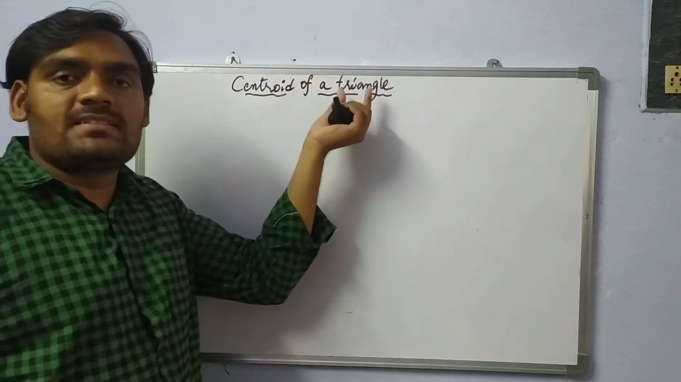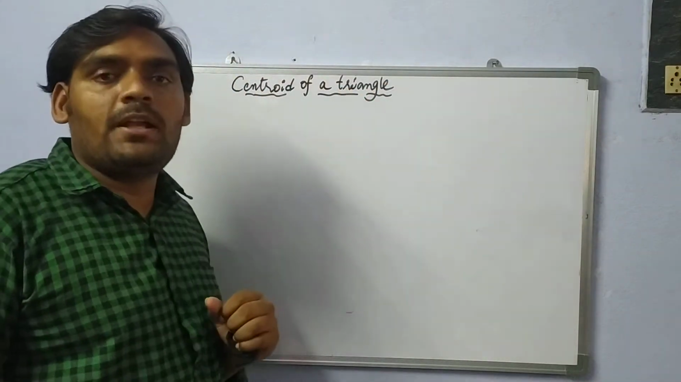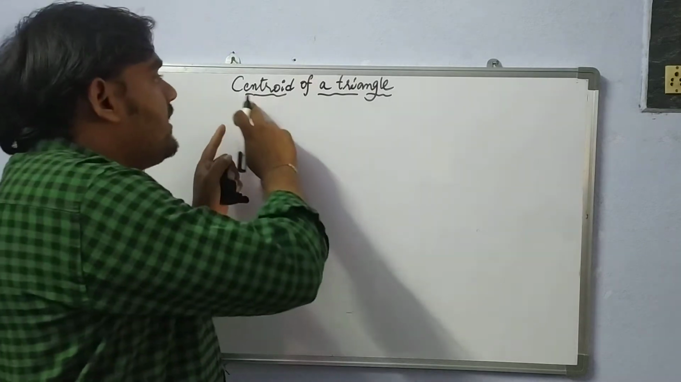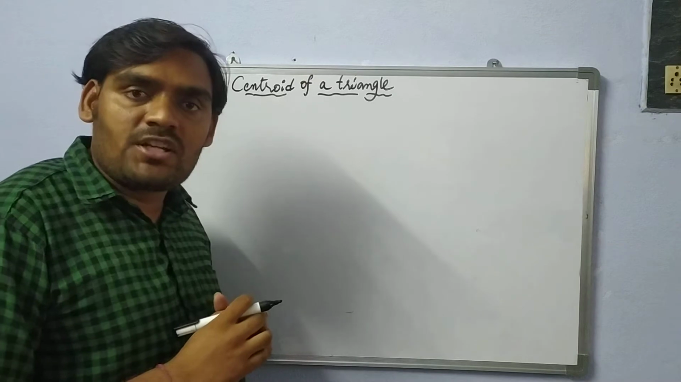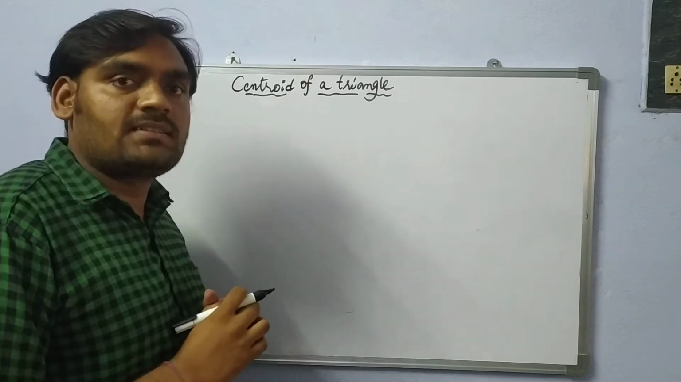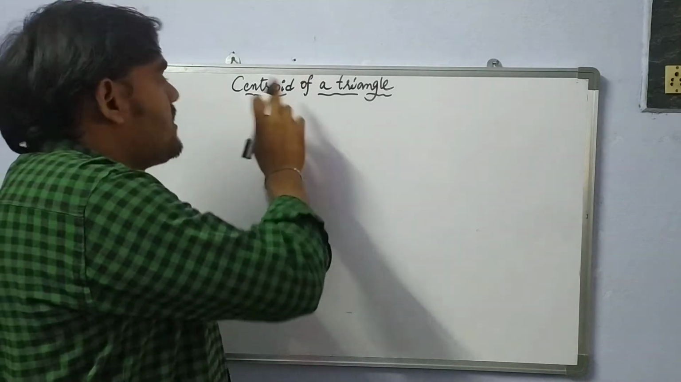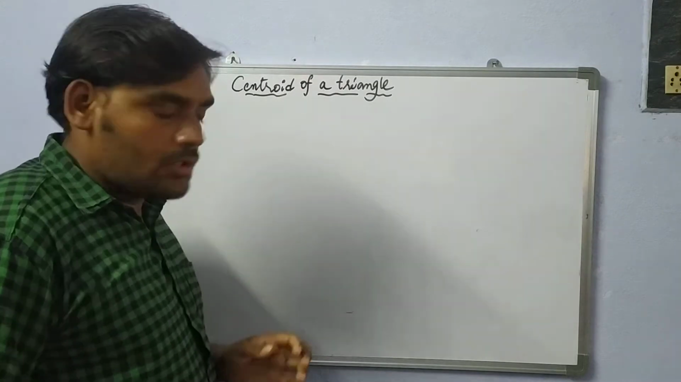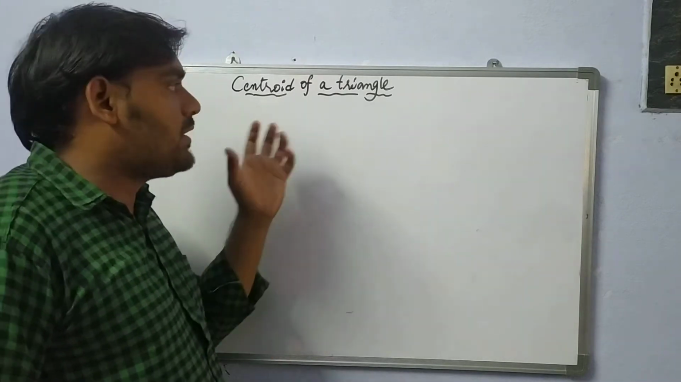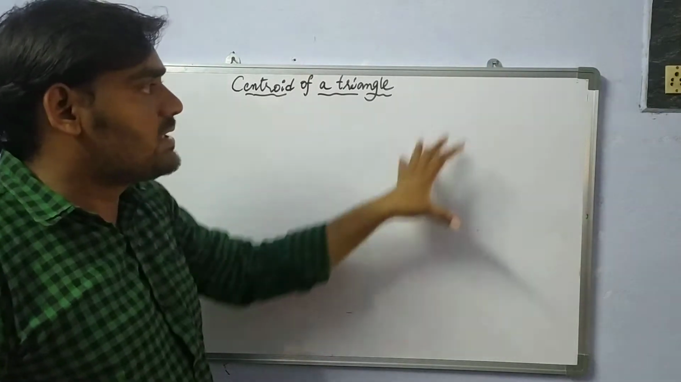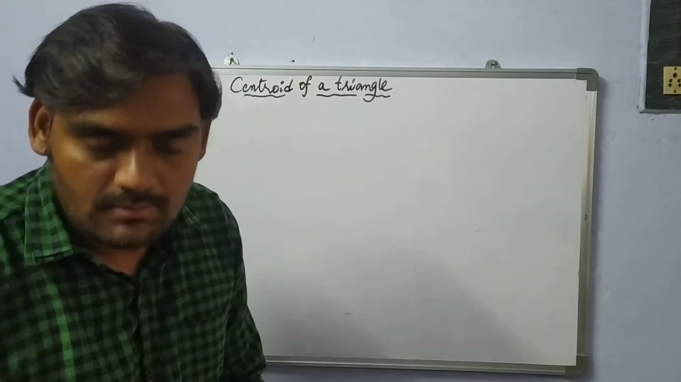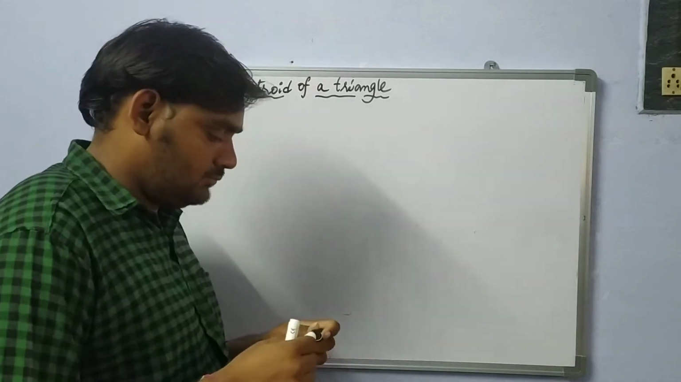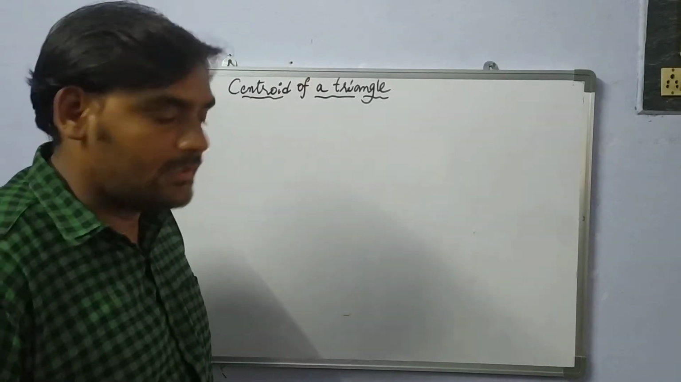A triangle is nothing but a polygon made up of three line segments. The point of intersection of the medians is called the centroid of a triangle. So if you are going to find the centroid of a triangle, we have to take one triangle. Now I will draw a triangle ABC.